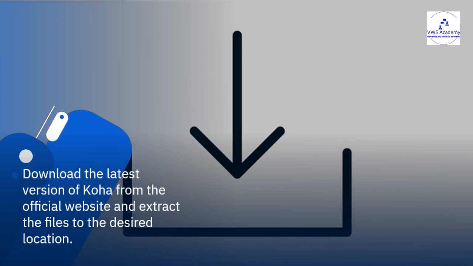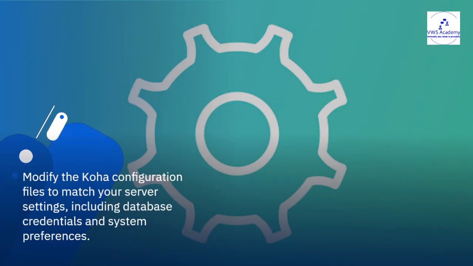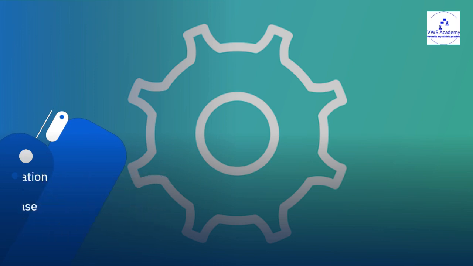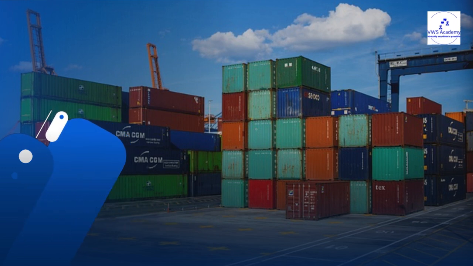Download the latest version of Koha from the official website and extract the files to the desired location. Modify the Koha configuration files to match your server settings, including database credentials and system preferences. Import the initial SQL files to set up the Koha database structure and populate it with necessary data.